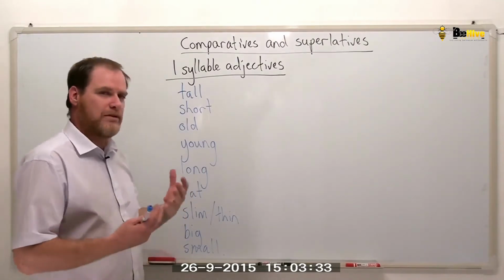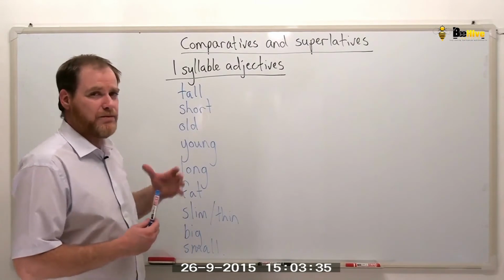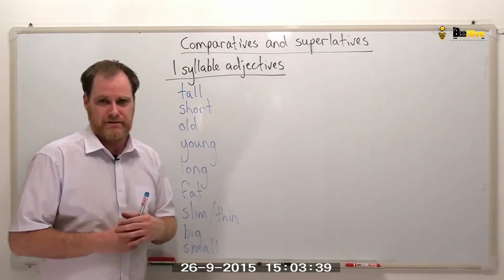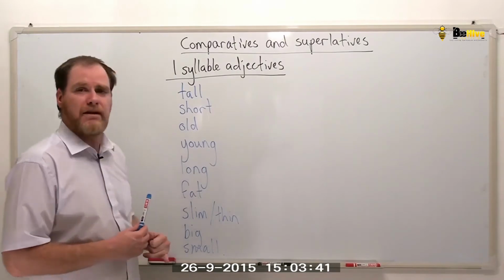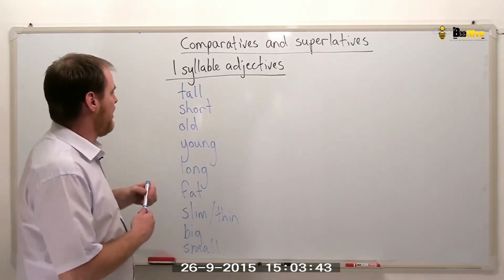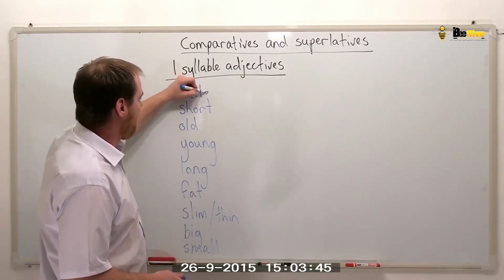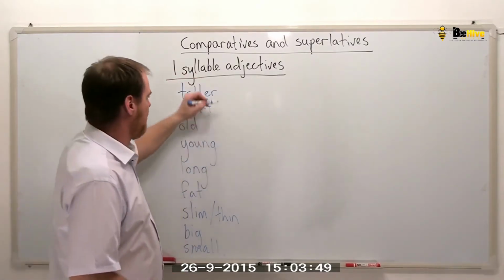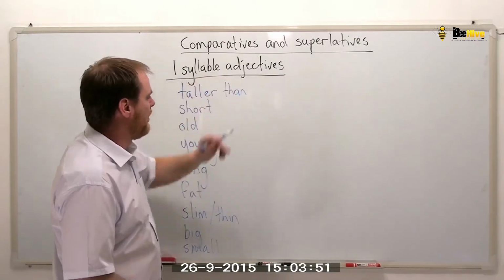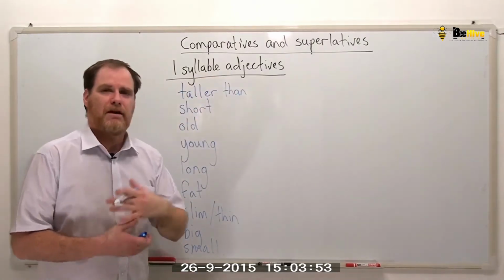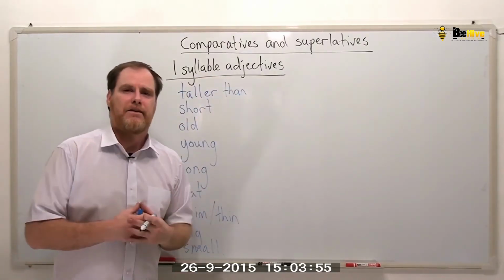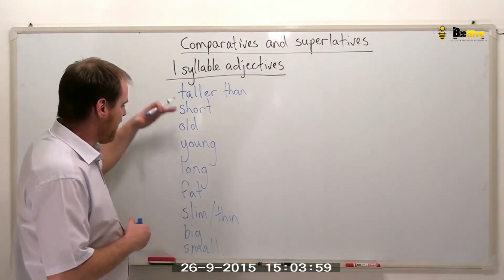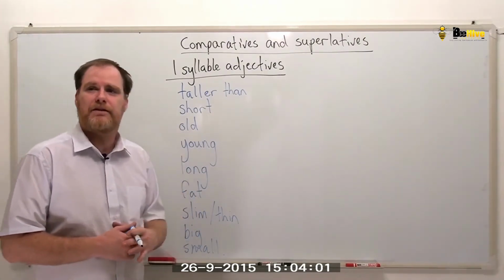So, what rule is that? And it's very simple, actually. All we need to do is we need to add ER to each of these adjectives. So, for example, tall, we just add ER, and then, of course, we need to add the word than to show it's a comparison, okay? So, for example, I am taller than my father, okay? And the same goes for all of these words.